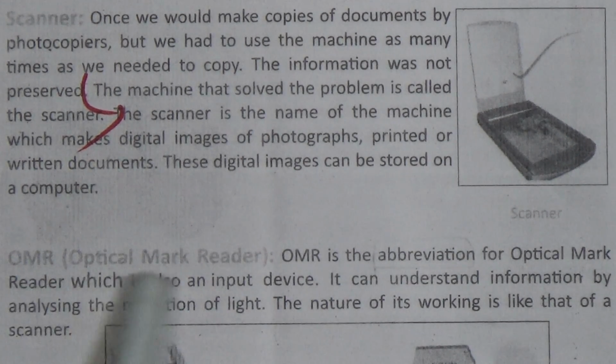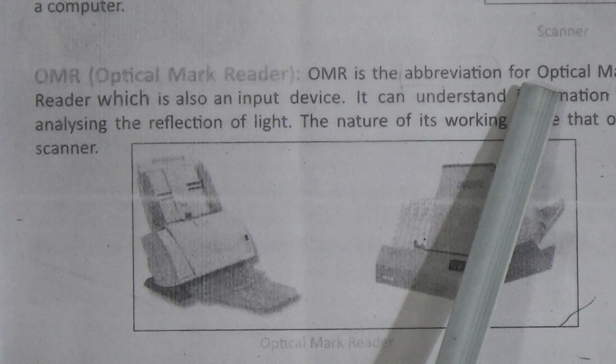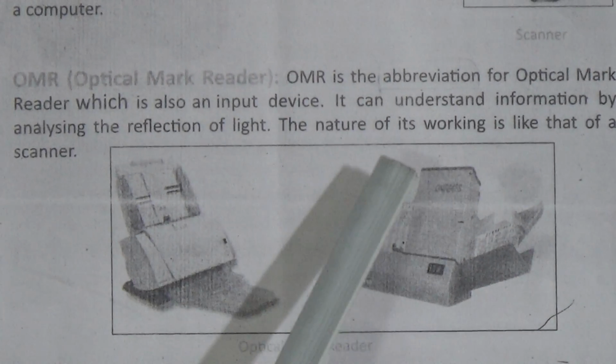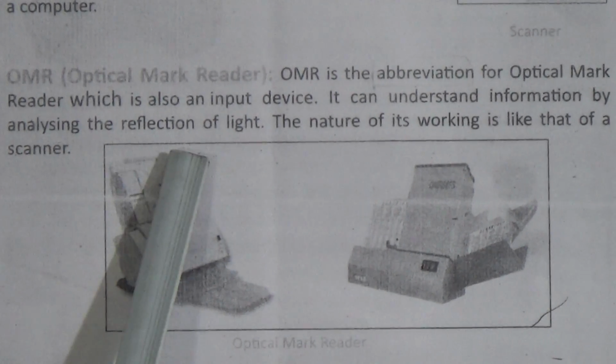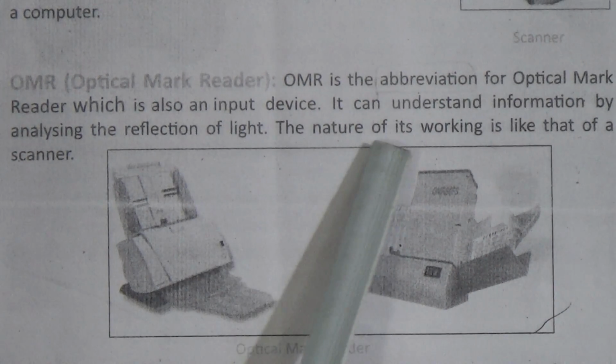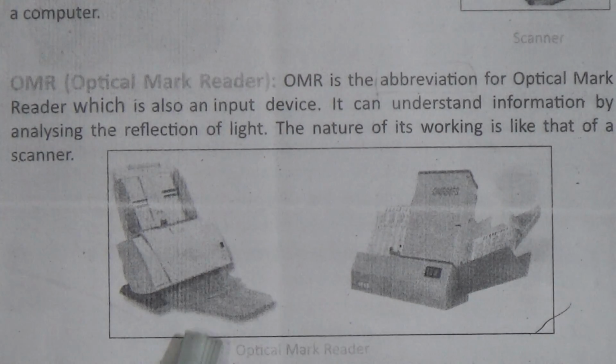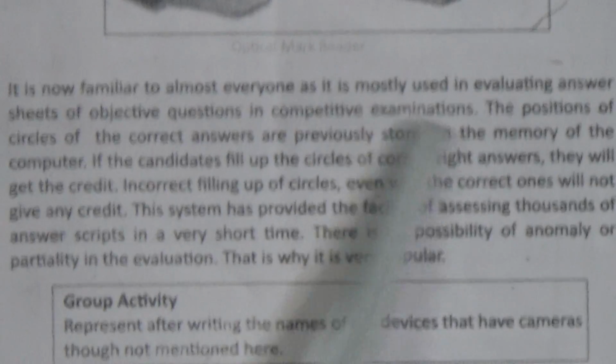Now OMR, optical mark reader. OMR is the abbreviation for optical mark reader, which is also an input device. It can understand information by analyzing the reflection of light. The nature of its working is like that of a scanner. There is a picture of an optical mark reader. It is very popular and now familiar to almost everyone as it is mostly used in evaluating answer sheets of objective questions in competitive examinations.